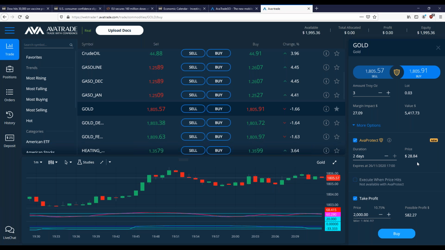And if gold plunges like it did today and I'm buying, guess what? I don't lose. After 2 days, it doesn't matter if it's 1,000 in the negative, I get that added back to my account when the protection ends. Then I have to manage the trade after that. But it's a nice feature to have this type of protection as an option, as opposed to just using the traditional stop loss.